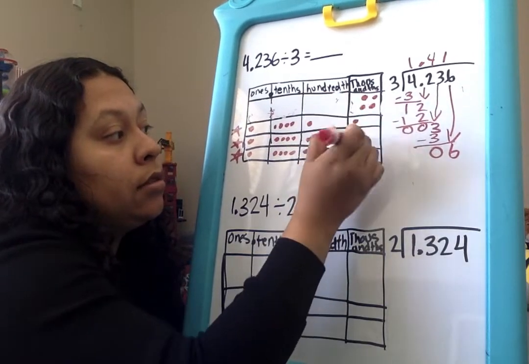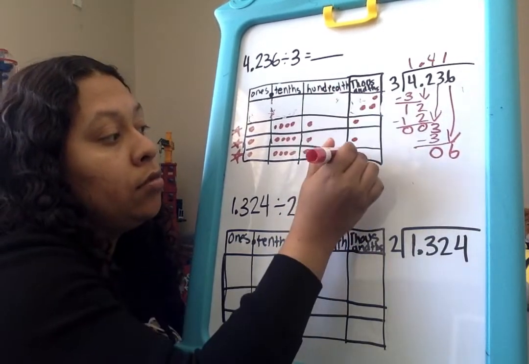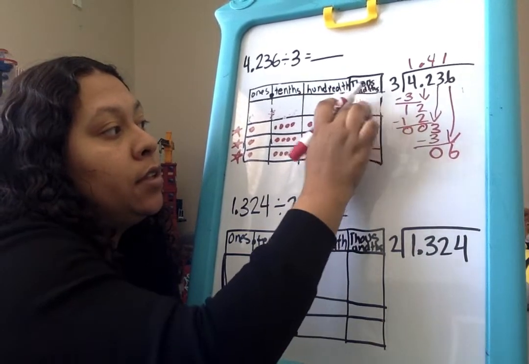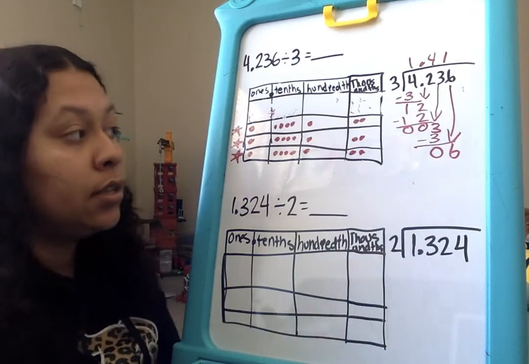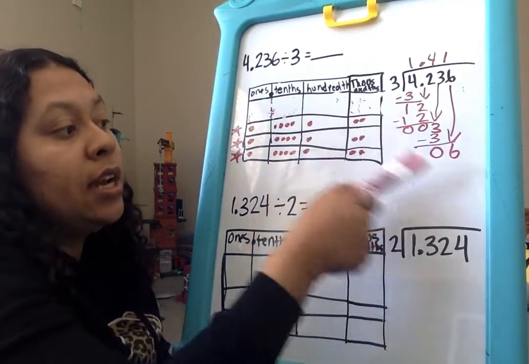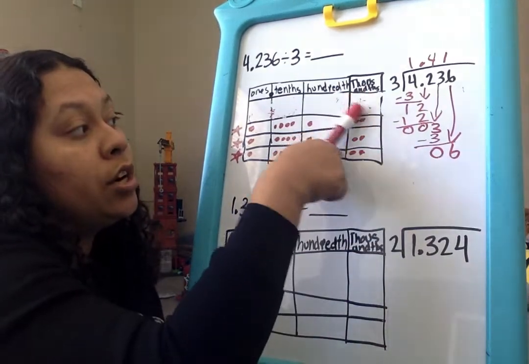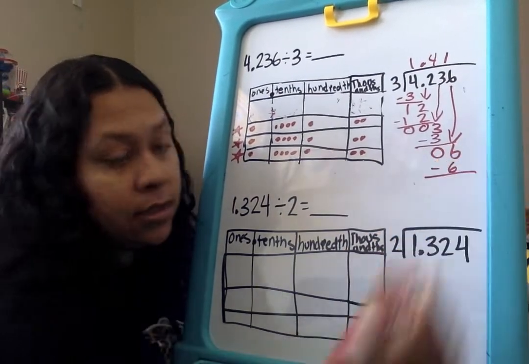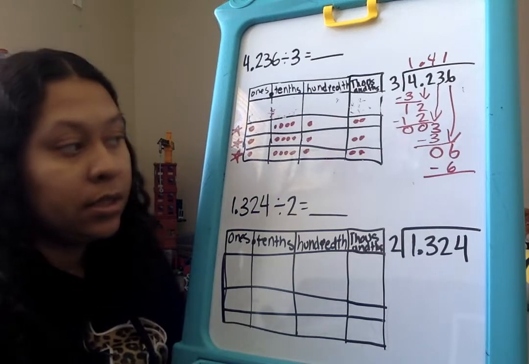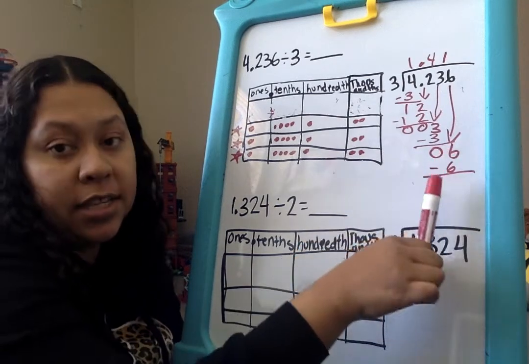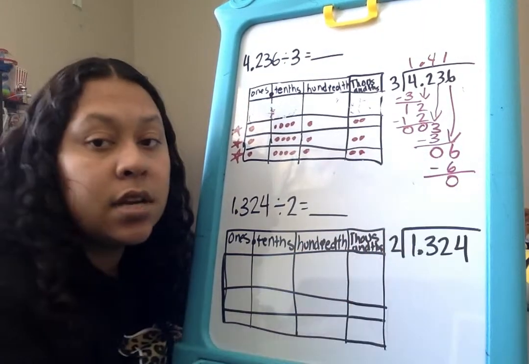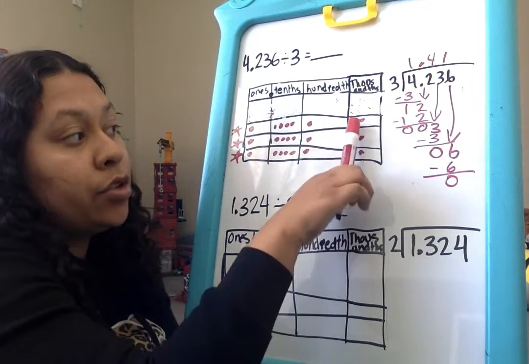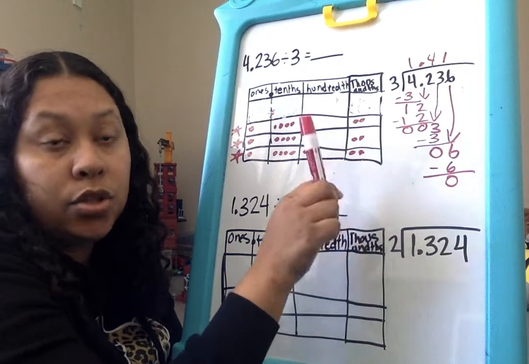So 1, 2, 3, 4, 5, 6. 6 thousandths. So now we had 6 thousandths. We shared out 6 thousandths. So here we're showing minus 6 thousandths. So now 6 thousandths minus 6 thousandths equals 0 thousandths. So we have 0 thousandths left over.